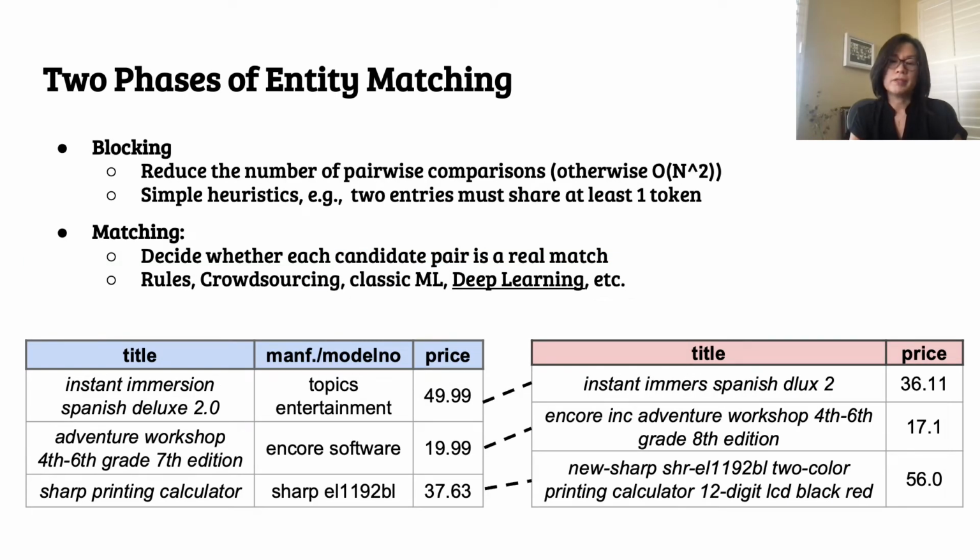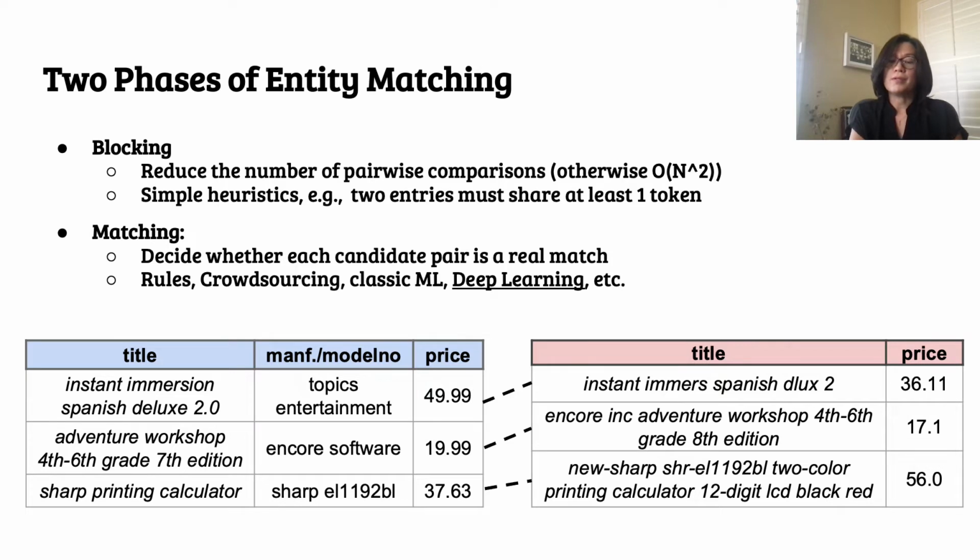To solve the entity matching problem, the work is typically divided into 2 phases. The first phase is called the blocking phase. The goal of blocking is to reduce the number of pairwise comparisons needed in the next phase, which is called the matching phase. Now recall earlier that I mentioned that if you have 1 million tuples in each table, you end up with 1 trillion pairs to compare. This is not practical. So the blocking process is intended to reduce the number of pairs to consider, so that in the matching phase we don't have the case of 1 trillion pairs to compare.